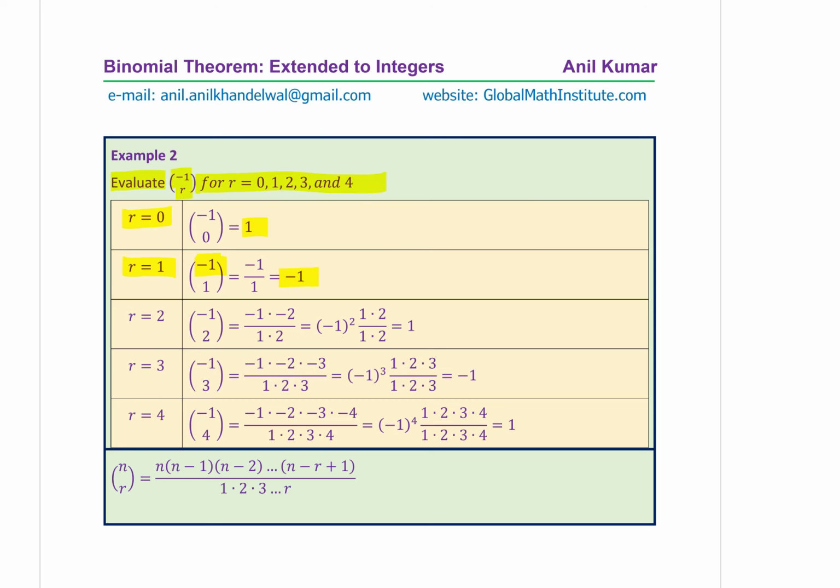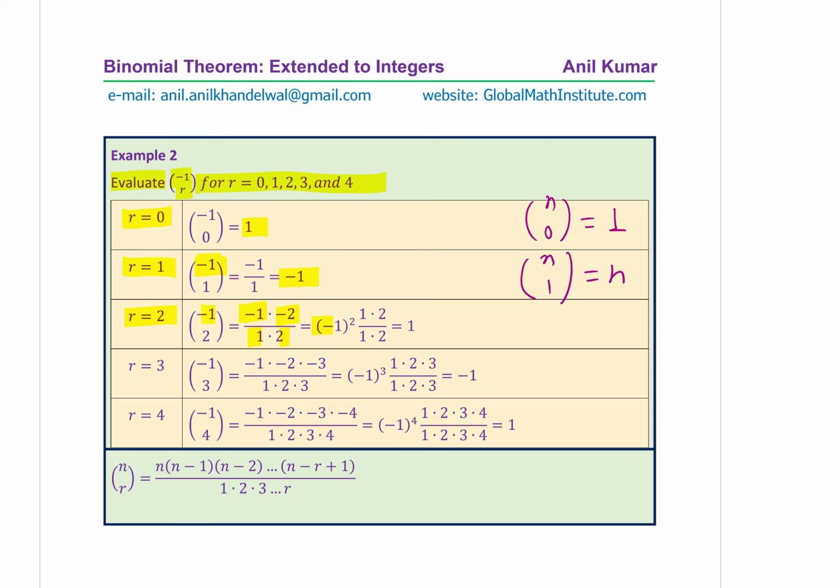Perfect. So remember the fact that n choose 1 is always equal to n, correct? And n choose 0 is always equal to 1. So remember that part. Now the next one is r equals 2. So when r is equal to 2, we begin with minus 1. So minus 1 times minus 2, and in the denominator we have 1 times 2. Now they cancel, but the signs also multiply and give you positive.